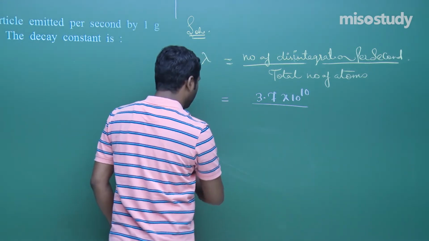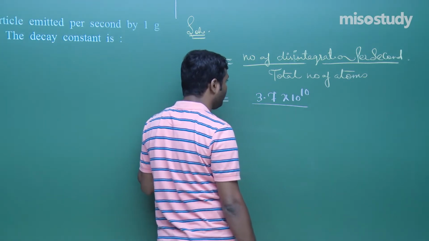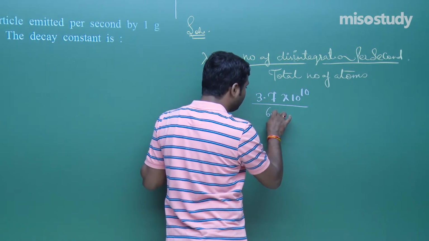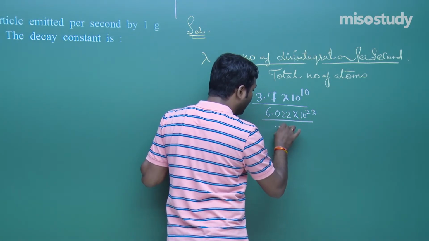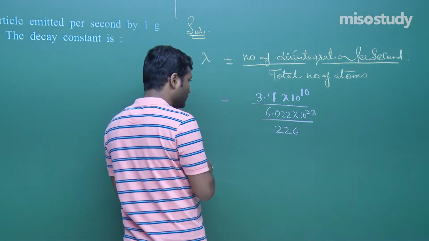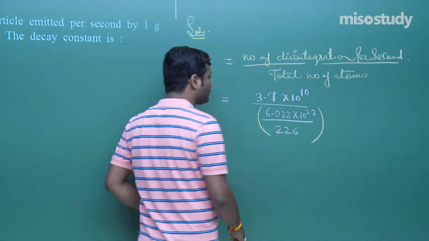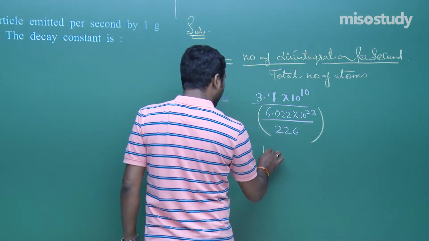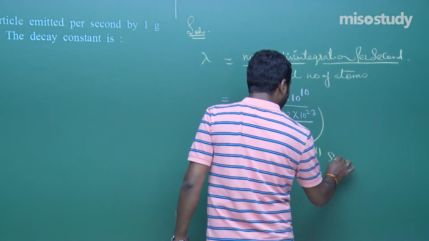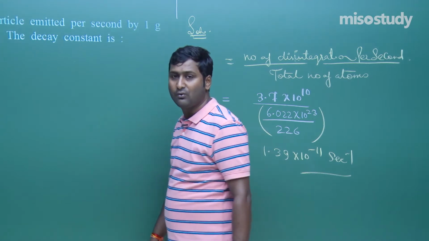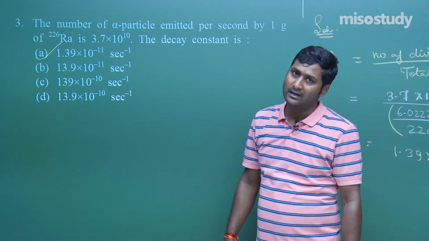So the decay constant lambda is equal to 3.7 × 10^10 divided by (6.022 × 10^23 divided by 226). This is the decay constant. After solving, what do we get? We get the answer around 1.39 × 10^-11 per second. So for this question, for question number 3, A is the correct option.